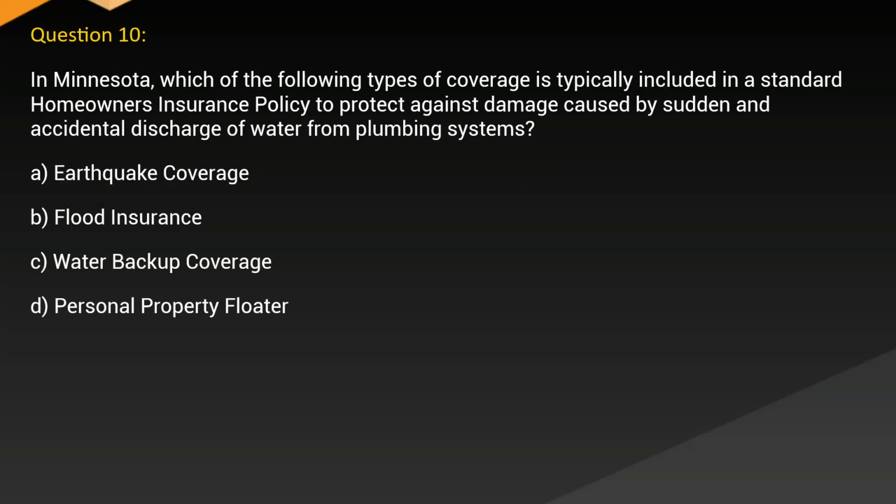Question 10. In Minnesota, which of the following types of coverage is typically included in a standard homeowner's insurance policy to protect against damage caused by sudden and accidental discharge of water from plumbing systems? A. Earthquake coverage. B. Flood insurance. C. Water backup coverage. D. Personal property floater.